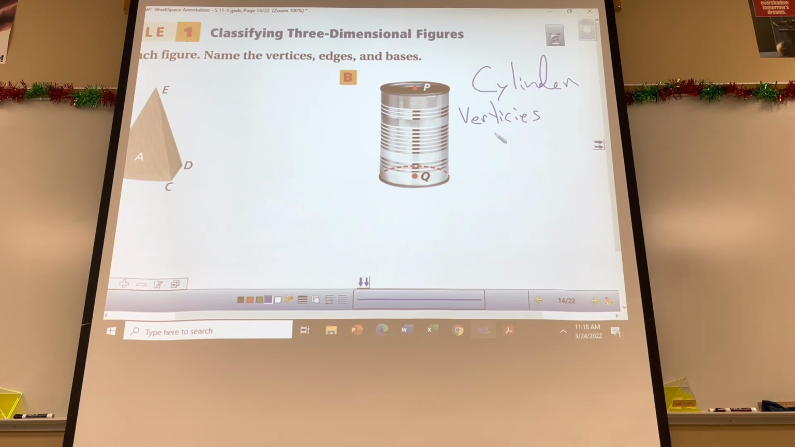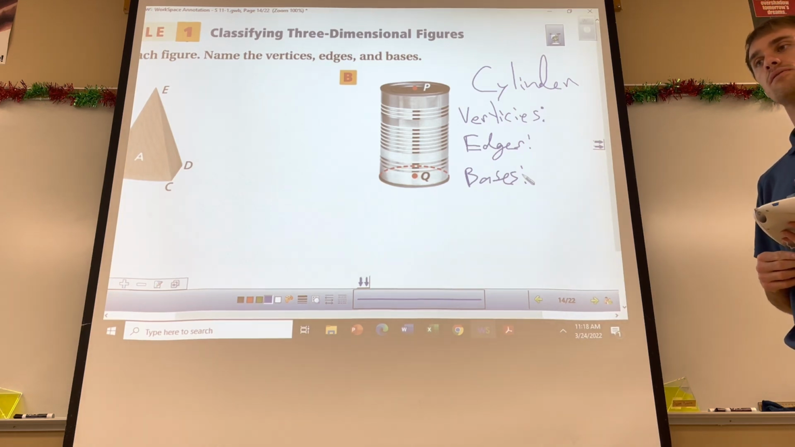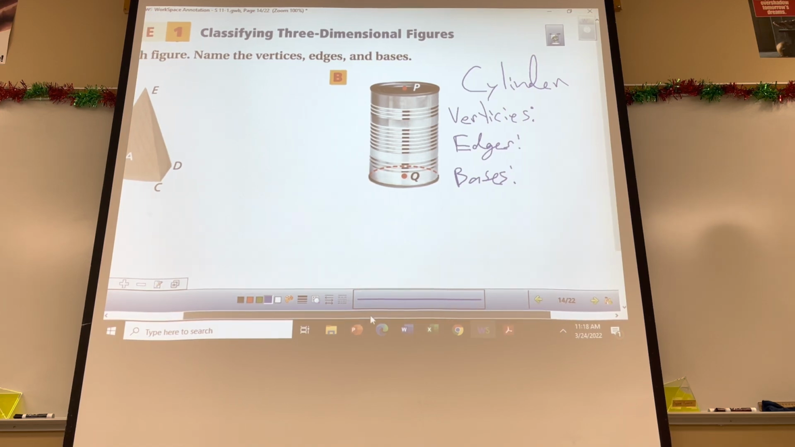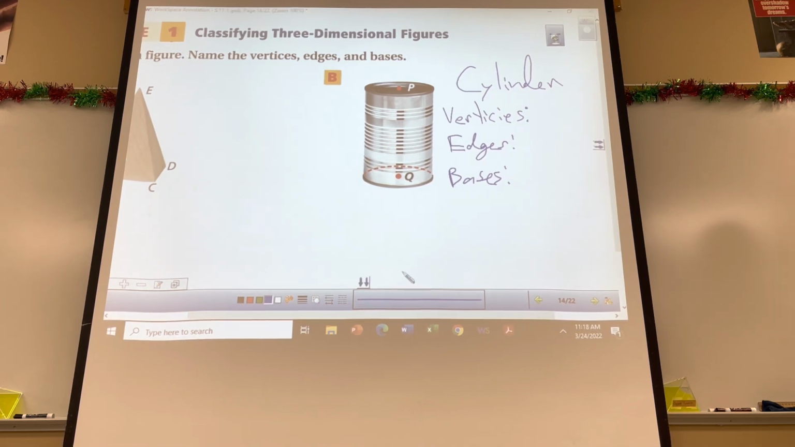Alright, we have to name the vertices, and guys, I'm going to pause the restroom line until after we finish the notes. So we have to name the vertices, we have to name the edges, and then we have to name the bases. So, Ray, go ahead. Is that a half sphere? Yes. Alright, so Ray, go ahead and name the vertices for me, please. For P and Q.